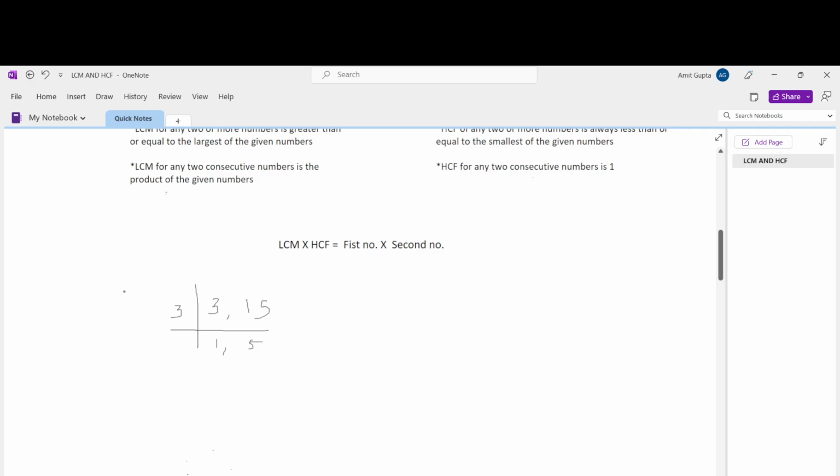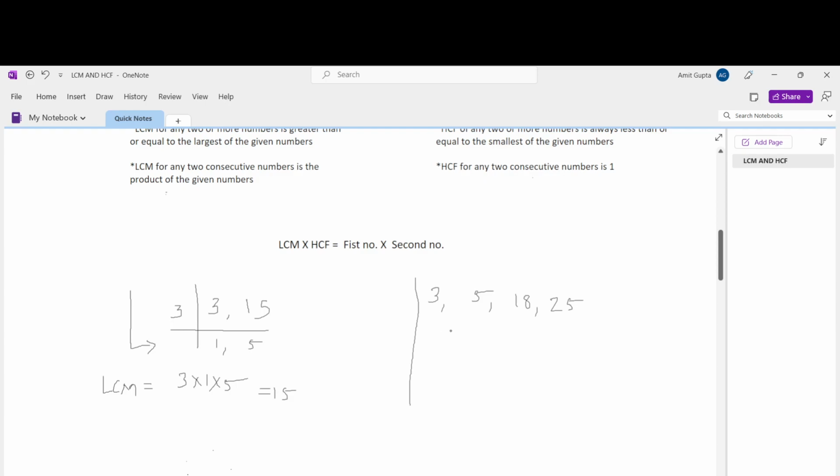So we move in this format and multiply all the given numbers. So here comes 3 into 1 into 5. LCM for 3 and 15 will be 15. Let's take another example with more than two numbers. Let's take 3, 5, 18 and 25.